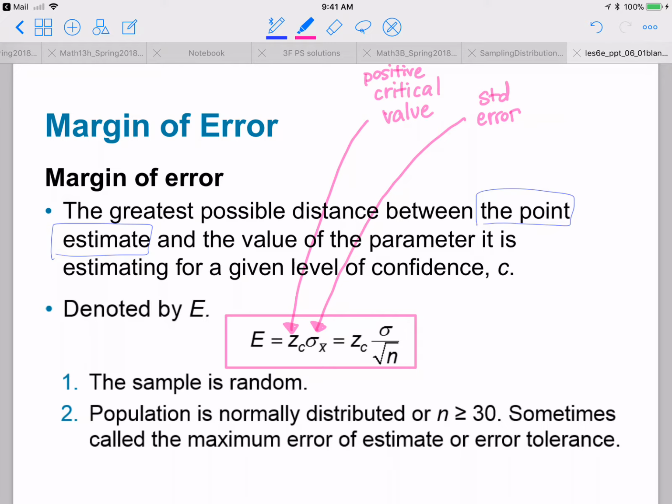So the requirements are that number 1, your sample is random, and number 2, your population is normally distributed, or n is greater than or equal to 30. If either of these conditions holds, then we know that the sampling distribution of sample means is normally distributed by the central limit theorem. So that's why we need one of these conditions to be true, because then we can invoke the central limit theorem to say, okay, we know the standard deviation of the sample means, and we can use that to compute the greatest possible distance between that point estimate and the actual parameter.